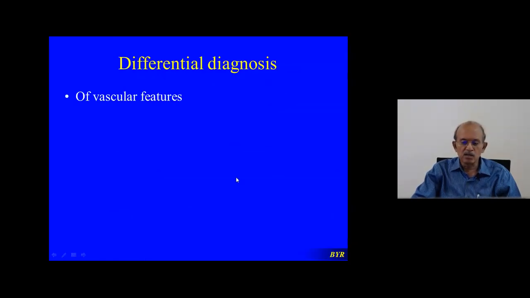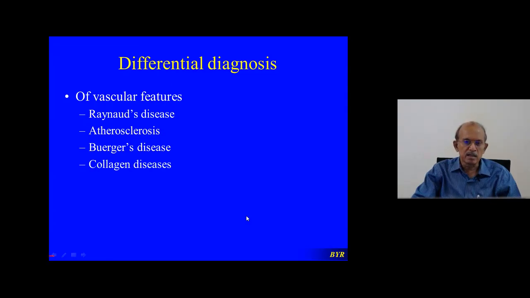Differential diagnosis of vascular features. You have to differentiate them: Raynaud's disease, atherosclerosis of the subclavian artery, because the patient's complaint will be intermittent claudication of the hand and there may be rest pain with color changes. So they can be there in any of the vascular occlusion. The vascular occlusion can be due to Raynaud's, atherosclerosis, Buerger's disease, which is rare, or collagen disease of the vessels. That is arteritis.